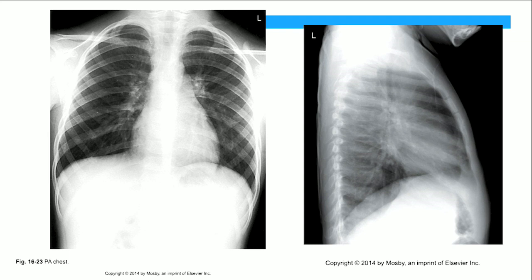With our older pediatric patients, these patients can be positioned so that you can have a PA position as well as a lateral position.